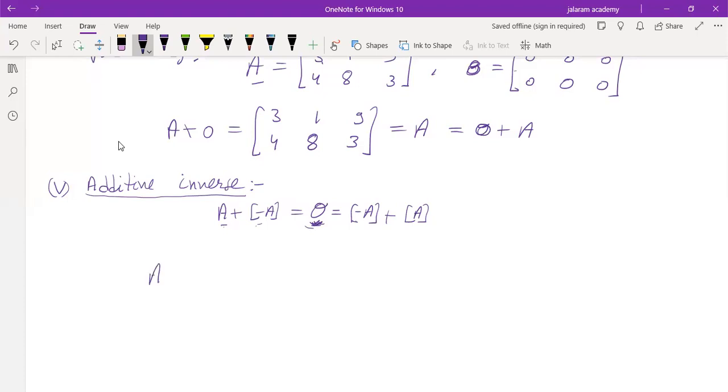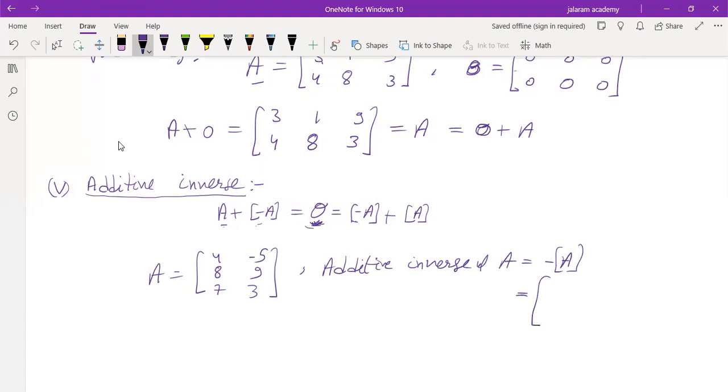Clearly, if matrix A is equal to 4, minus 5, 8, 9, 7, 3, its additive inverse, additive inverse of A equals to minus A. That is, we have to multiply all the elements with minus 1. 4 becomes minus 4. Minus 5 becomes 5. 8 becomes minus 8. 9 becomes minus 9. 7 becomes minus 7. And 3 becomes minus 3. Is that clear to you, everyone?